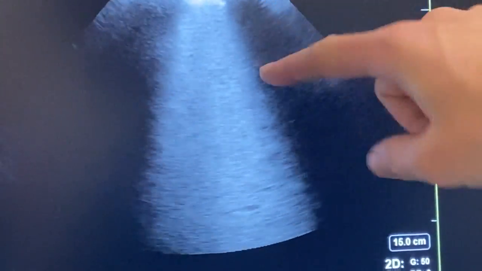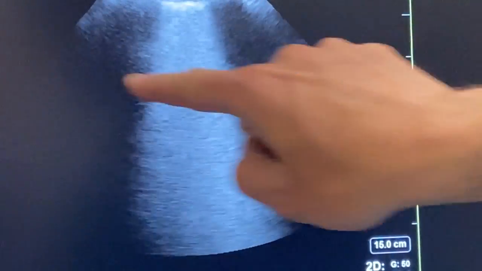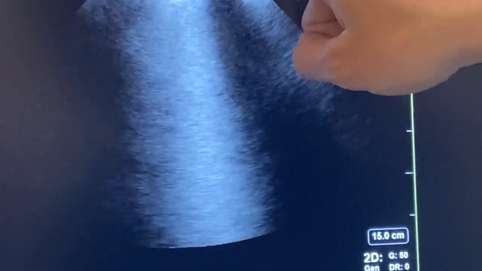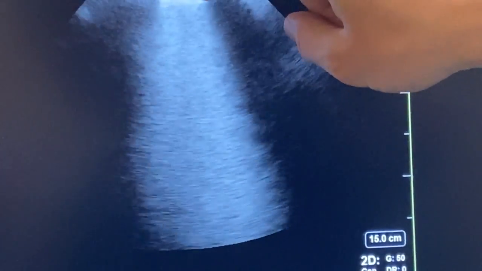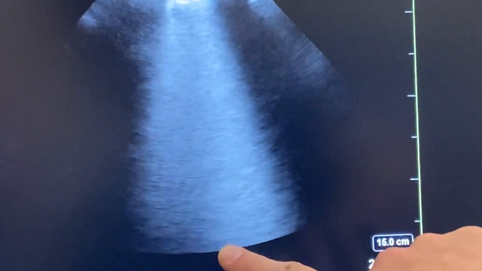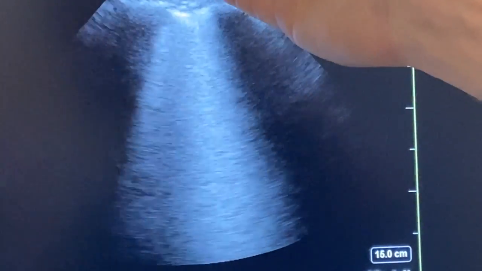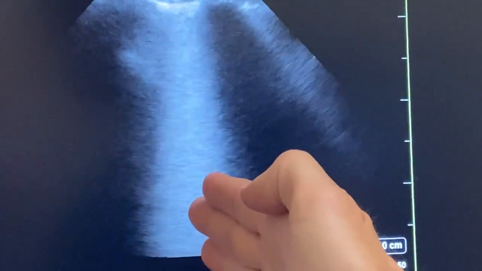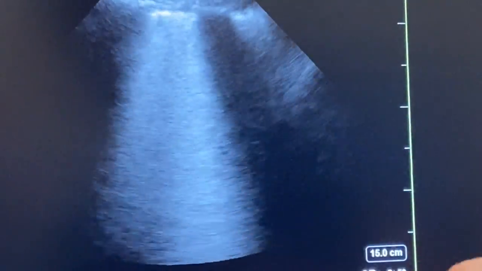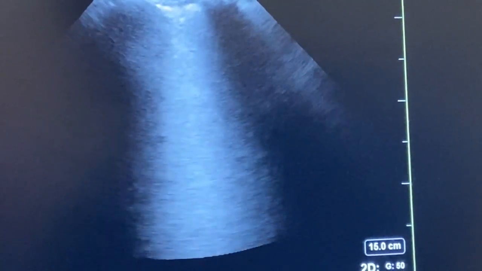Notice how in the same view we're seeing no A lines, no horizontal lines. We're seeing now vertical lines that go from the pleural surface all the way to the bottom of the screen. That is indicative of fluid in the lungs. The ultrasound waves are kind of transducing through fluid, and they're causing these straight lines. If you see three B lines between a rib space, that's positive for interstitial fluid.